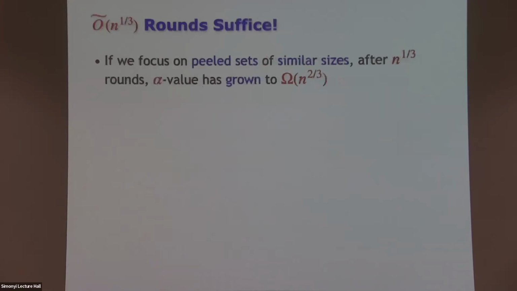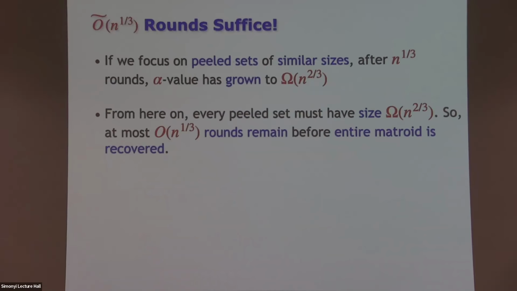Perfect. Again, as I promised you before, if you peel off sets of similar sizes, this is telling you that after n to the 1/3 rounds, the alpha value is growing quadratically, and so it would reach n to the 2/3. At this point, all the peeled sets have size at least n to the 2/3. So there's at most n to the 1/3 many rounds before you've recovered the entire matroid.